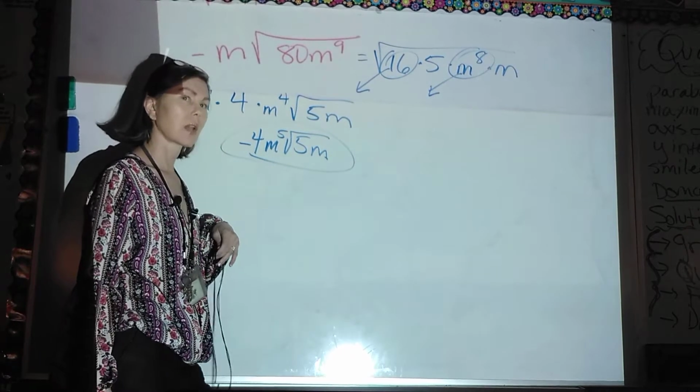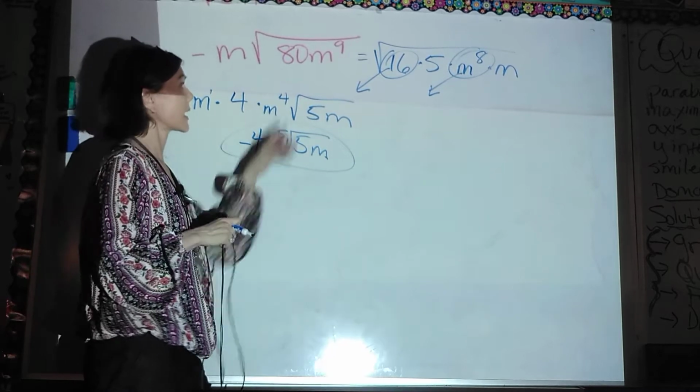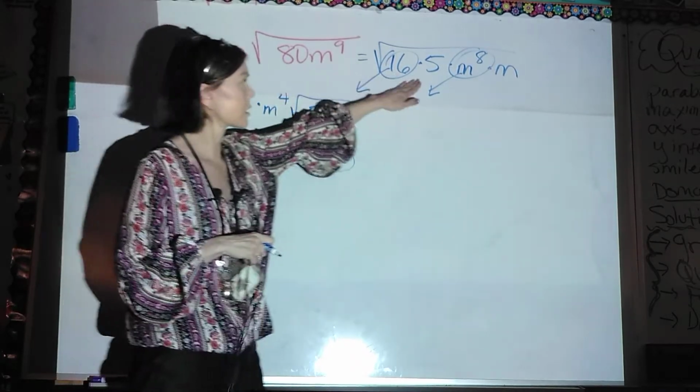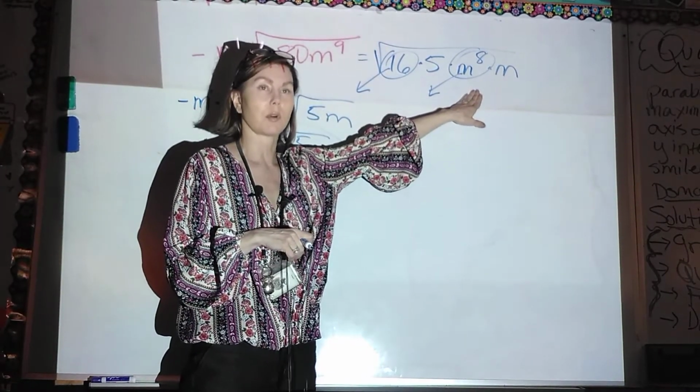Okay, so the clue is that you need to take care of the number first, break it down, what times what gives you 80, and then what times what gives you the variable.